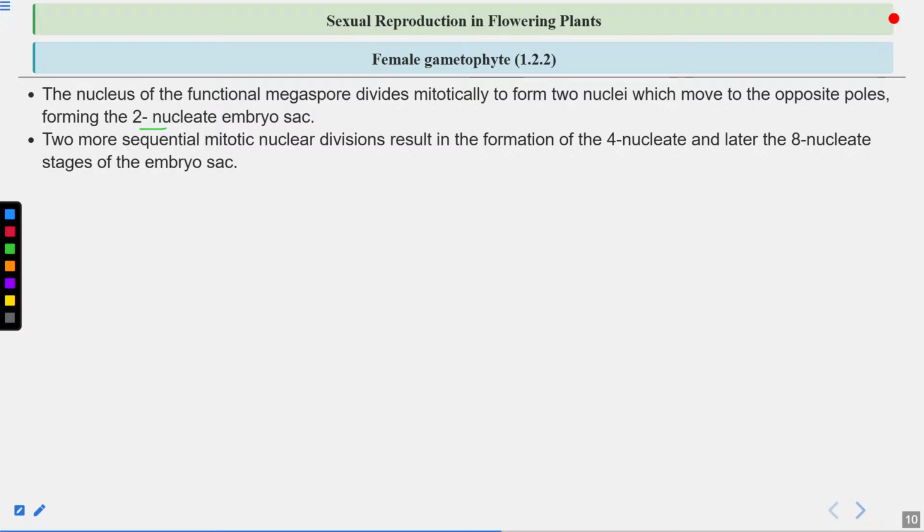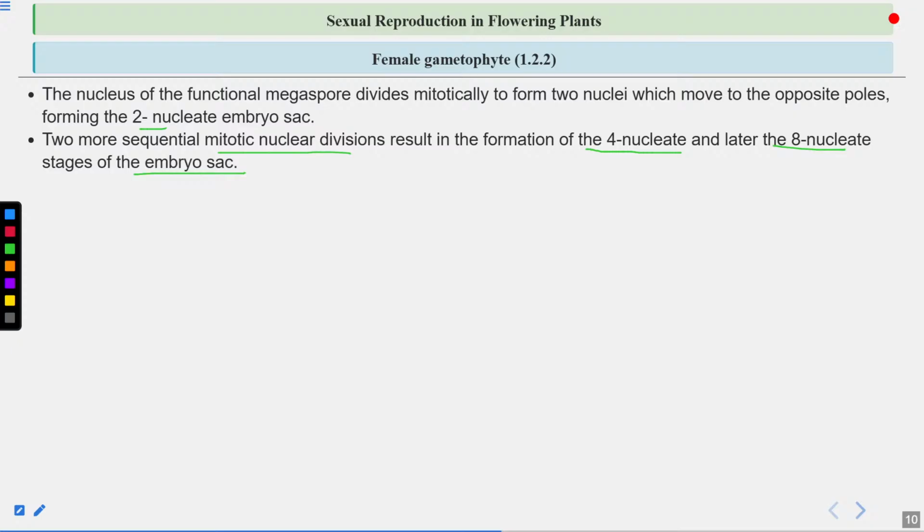Now 2 more sequential mitotic nuclear divisions. So total how many nuclear mitotic divisions are there? 3 mitotic divisions, and they result in the formation of the 4 nucleate and later on the 8 nucleate stage of the embryo sac. The 8 nucleate stage of the embryo sac is reached at the end of 3 mitotic nuclear divisions. So this is a free nuclear division.